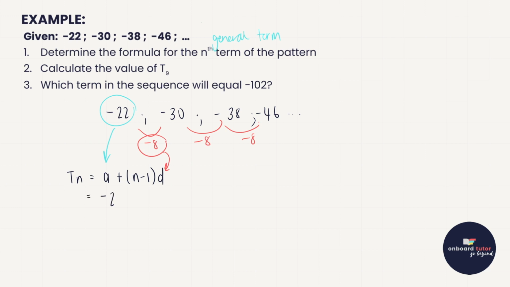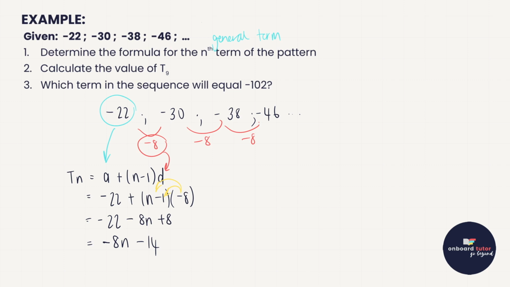So minus 22 plus n minus 1 multiplied by that constant difference. Please be sure to substitute in using brackets, especially when your difference is negative. Otherwise, you're going to run into some sign problems. What's left for us to do is multiply in and then collect like terms. So minus 22 minus 8n plus 8. And once we've collected like terms, we end up with minus 8n minus 14.